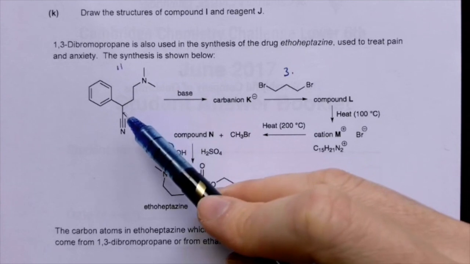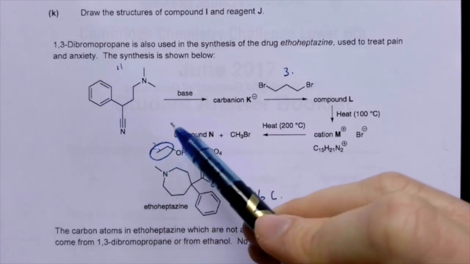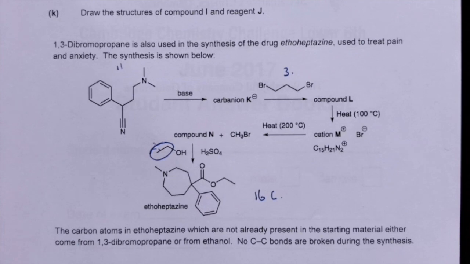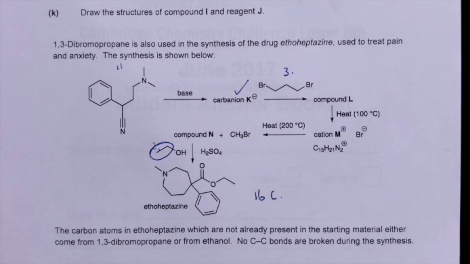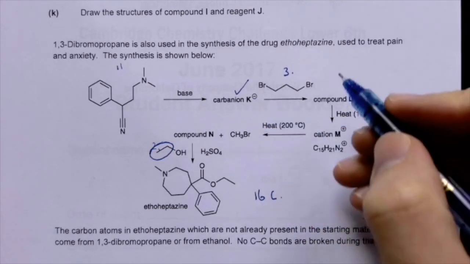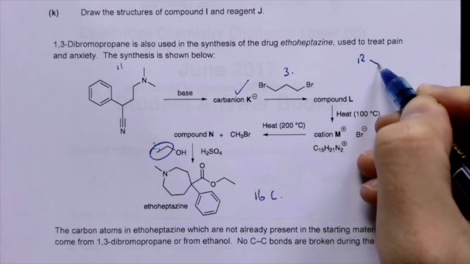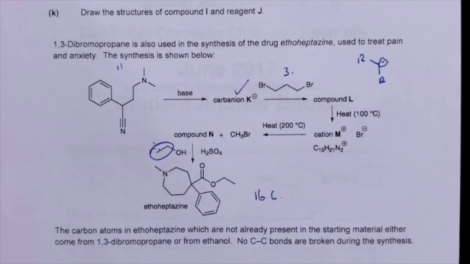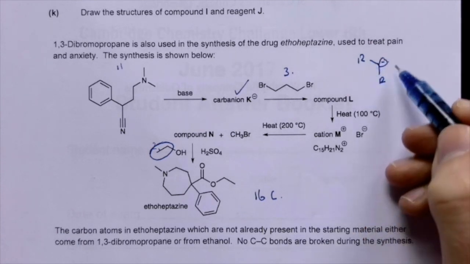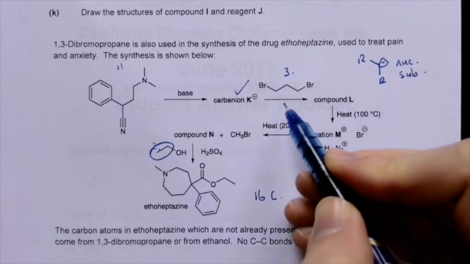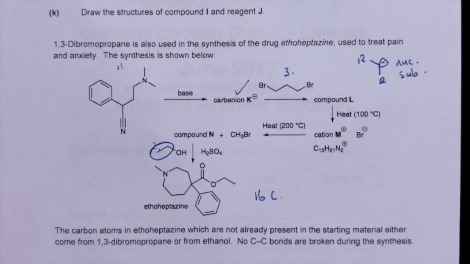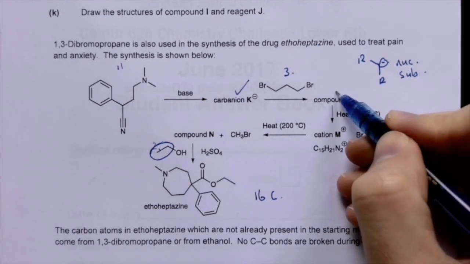You're using a base to remove a proton, so you need to decide which is the most acidic proton. That should be a fairly straightforward decision. That will give you carbanion K-. Now remember, a carbanion is something like R-, that's a secondary carbanion. Now that is a nucleophile, so that again is going to do nucleophilic substitution with your 1,3-dibromopropane. So nucleophilic substitution with that should give you compound L.